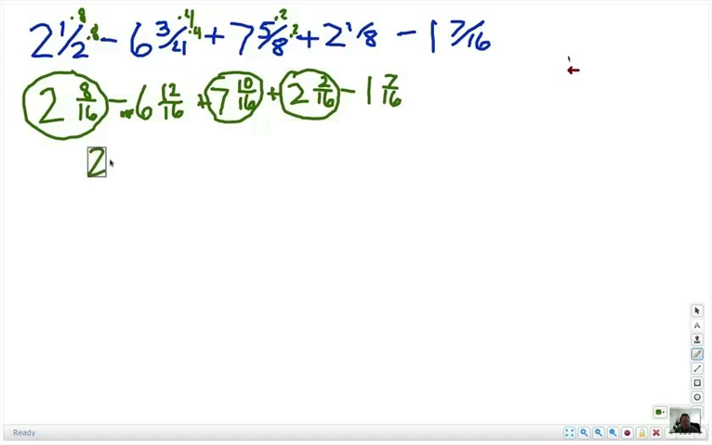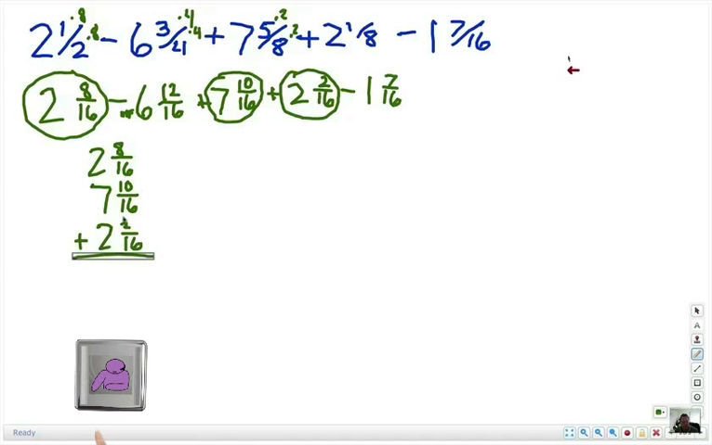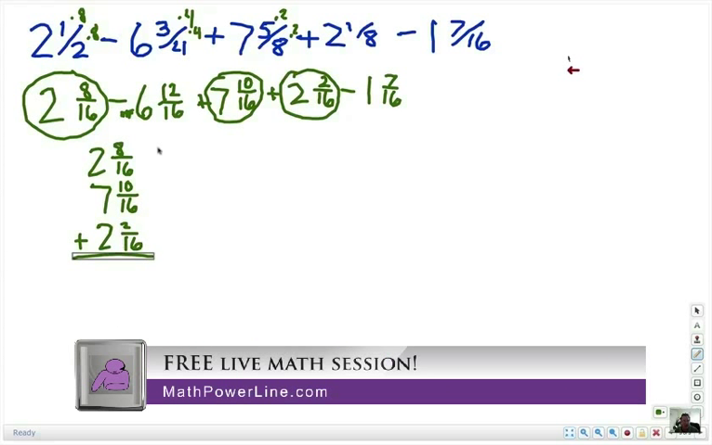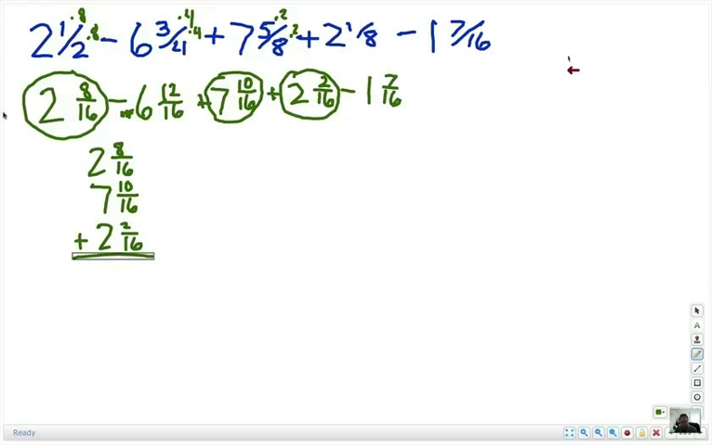So 2 and 8/16, 7 and 10/16, and 2 and 2/16. At this point, go ahead and pause the video if you're ready to move on. You want to add all those positive fractions together and then do some subtracting here. Give it a try if you'd like. Hit pause and then come back. Now, if I look at my fractions, 8/16, 10/16, and 2/16, that would be 20/16. And then 2 and 7 and 2 make 11.